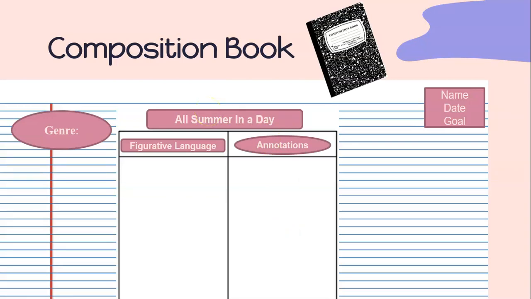So I'm going to go ahead and give you 1 minute to copy this anchor chart. You don't have to use color. I like to use color because it makes me understand a little bit better. But all you need is your composition book, the title of the T-chart. On the left-hand side, it needs to say figurative language. On the right side, it has to say annotations.